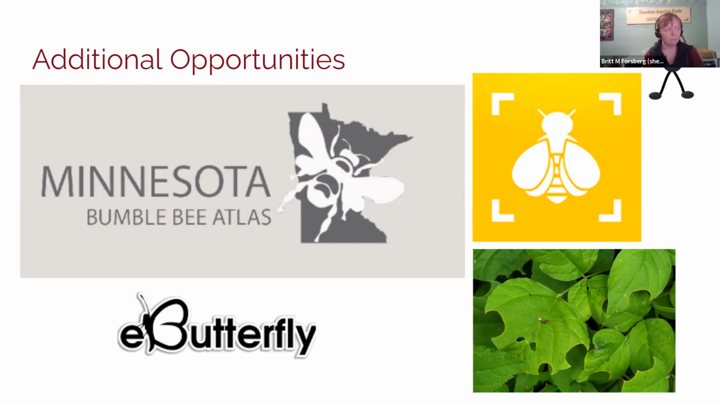So the Minnesota Bumblebee Atlas uses that Bumblebee Watch platform, but they have a system of grids. And so you essentially adopt a grid and follow their protocols to report what you see there. I did already kind of give you the lowdown on this Megachile leafcutter project, but that's another thing on iNaturalist that you could look for. And then eButterfly is another one of these repositories for pictures of just butterflies.